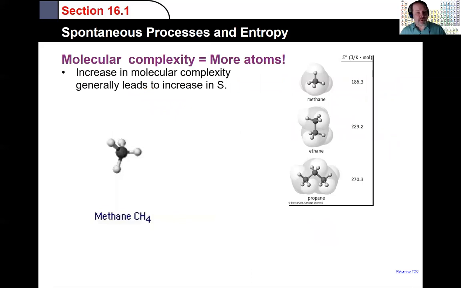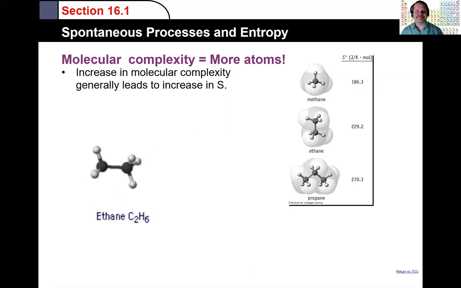If molecules become more complex, this is another way. Going from methane to ethane to propane, these molecules are becoming more complex. There's more atoms there. There's more microstates. There's more ways to spread out. I have a little video here. In general, the more complex a molecule, the greater its entropy.